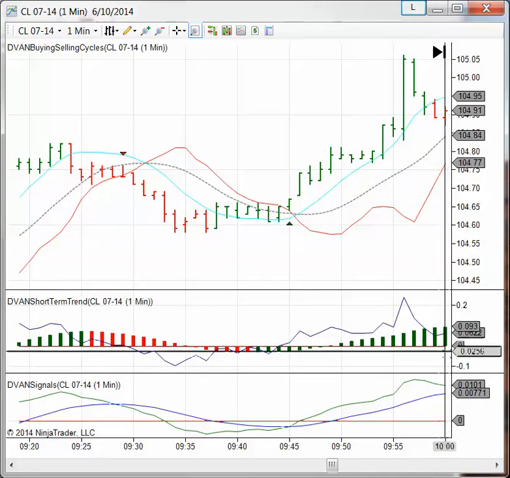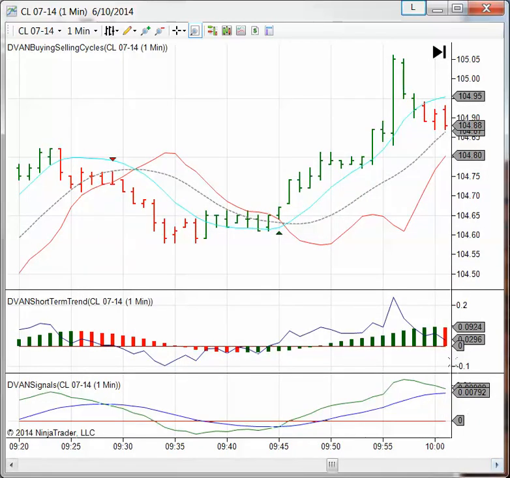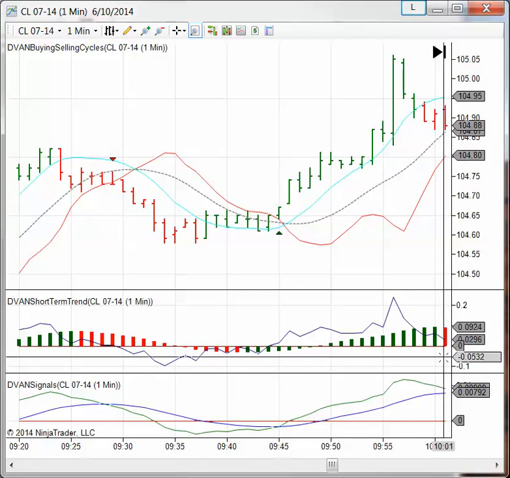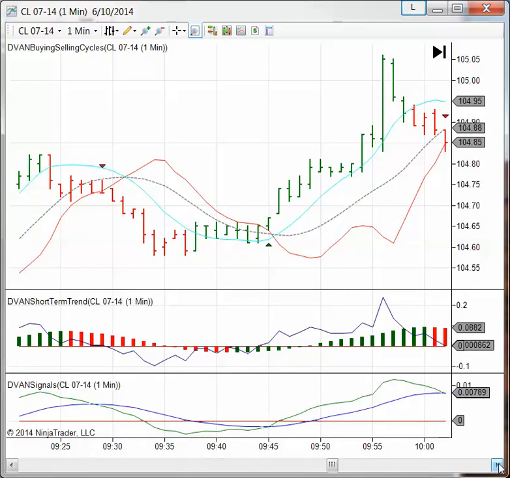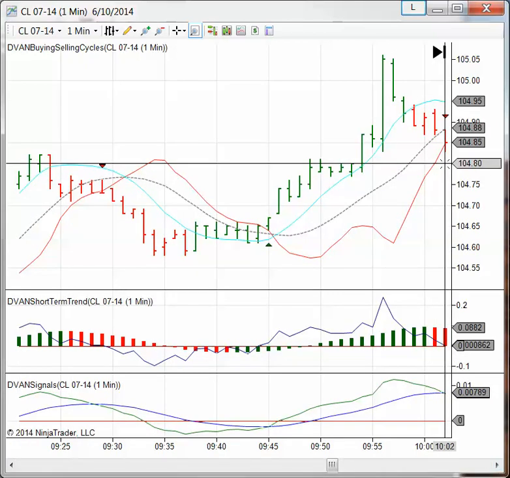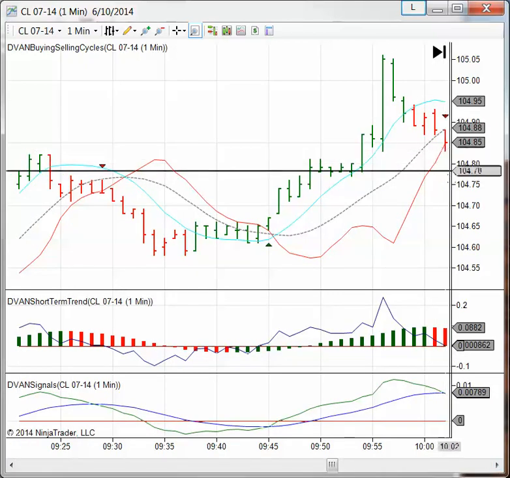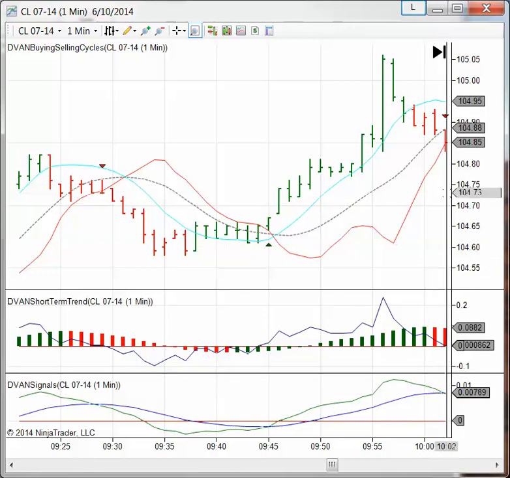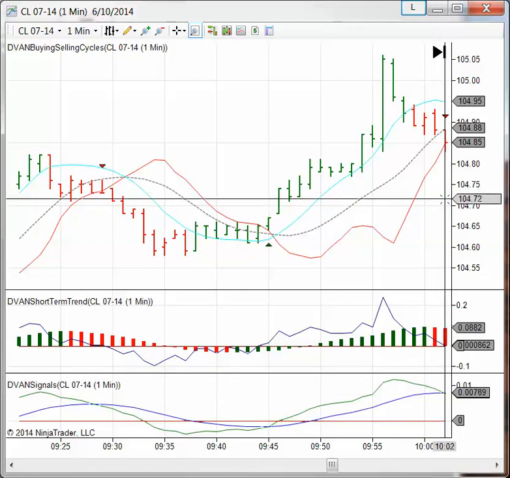We're within the histogram, so this could turn into another short position. This is the first at 10:01 a.m. We see red price bars along with the red histogram bar on the short-term trend. This is priming us for a potential short position. We actually get the confirmation at 10:02 a.m. We get the DVAN signals red arrow showing that the velocity has turned down.